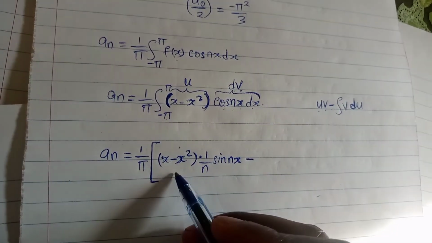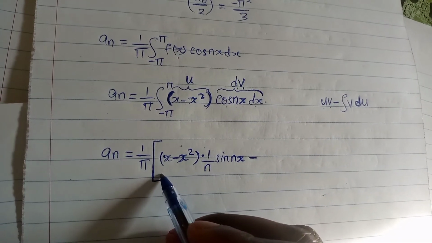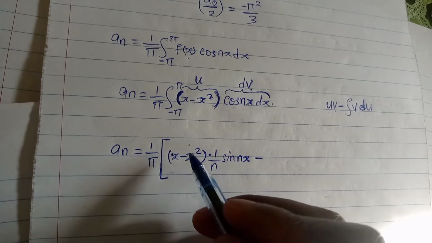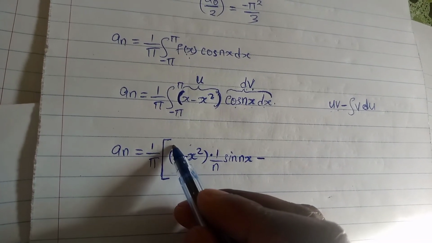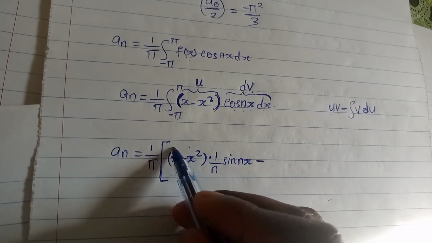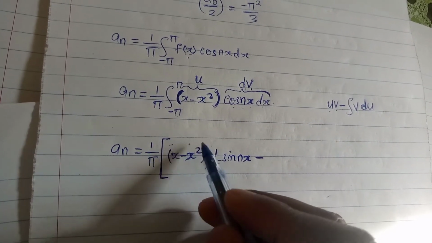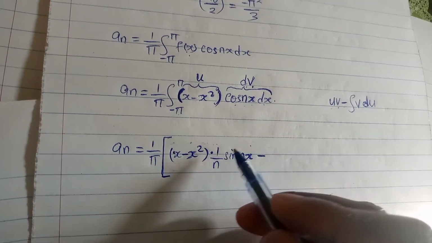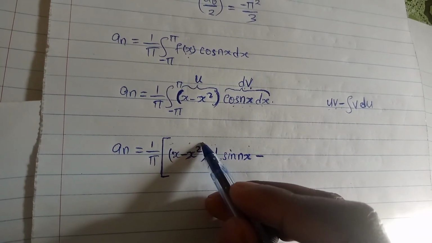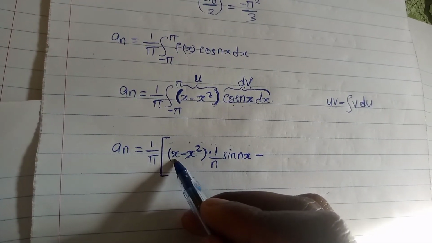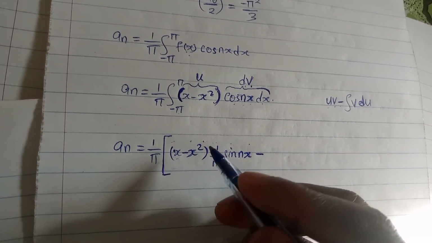Then you come back to the whole of this part here. We shall be differentiating this part, x minus x squared, while integrating the other part. So let us begin by differentiating this part, x minus x squared.